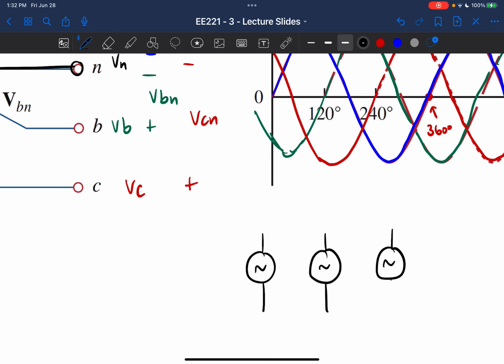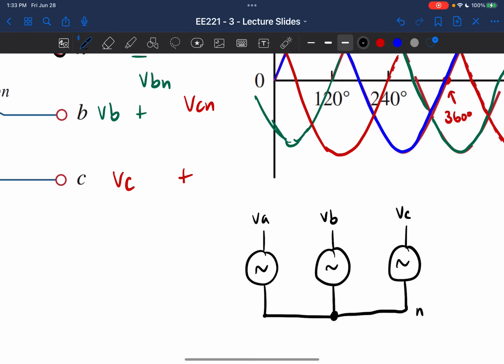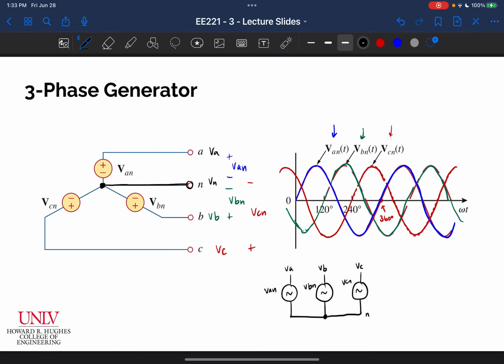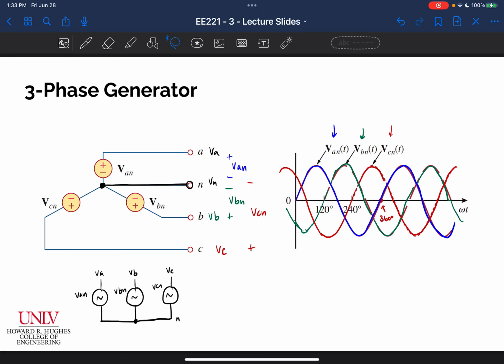Maybe whoever made the figures just didn't have a signal source with a sinusoid symbol on it available to them. But we could call this the neutral. We could call this VA, we could call this VB, and we could call this VC. And this would be the exact same thing, right? This is the identical circuit or generator. This would be VAN, VBN, and VCN. And I've just drawn it differently. It's literally just three sources that are all referenced to the same point, which we're going to call the neutral, okay?